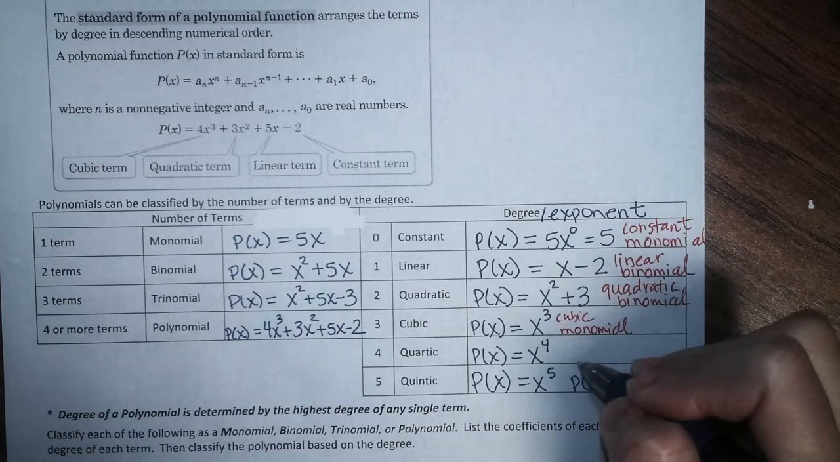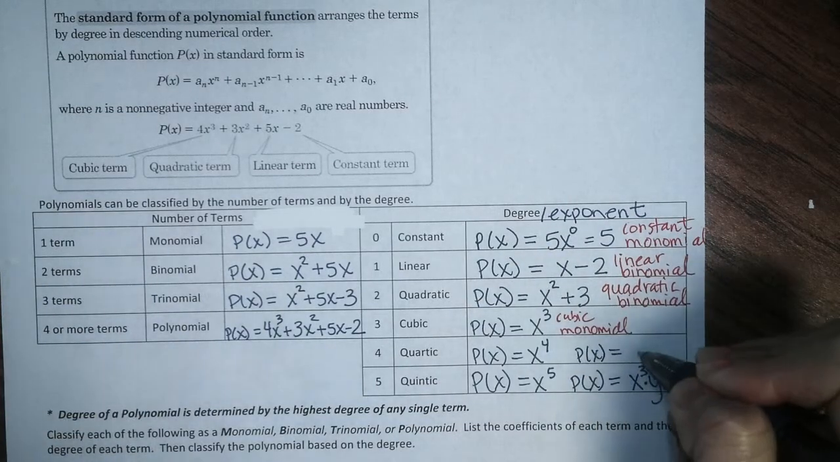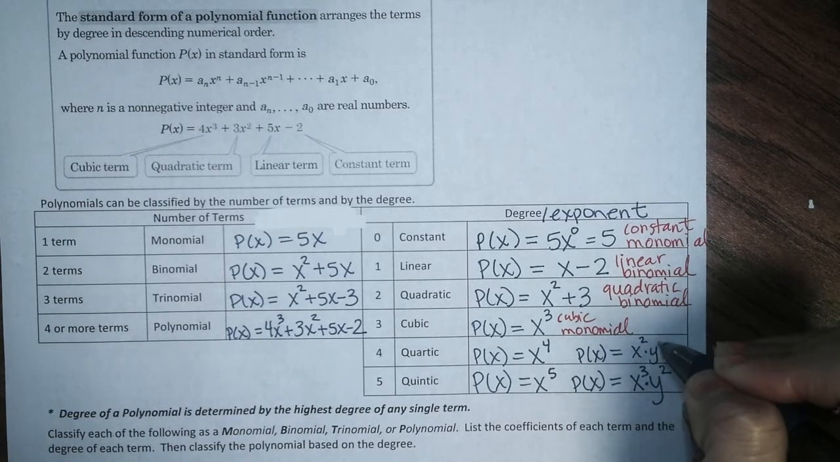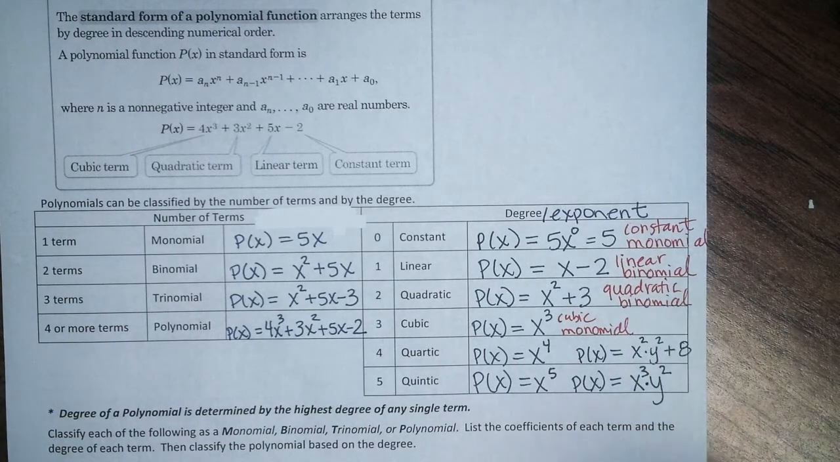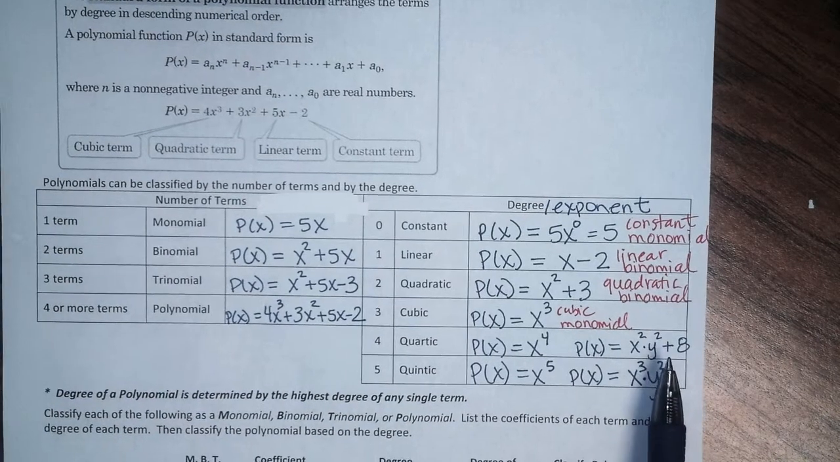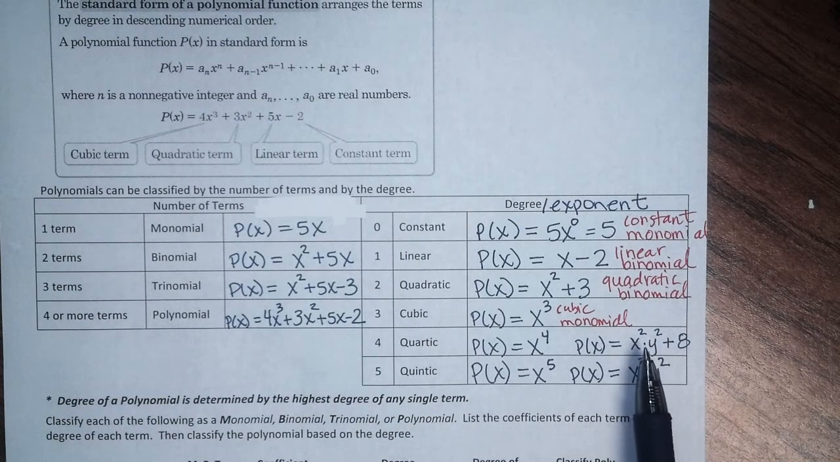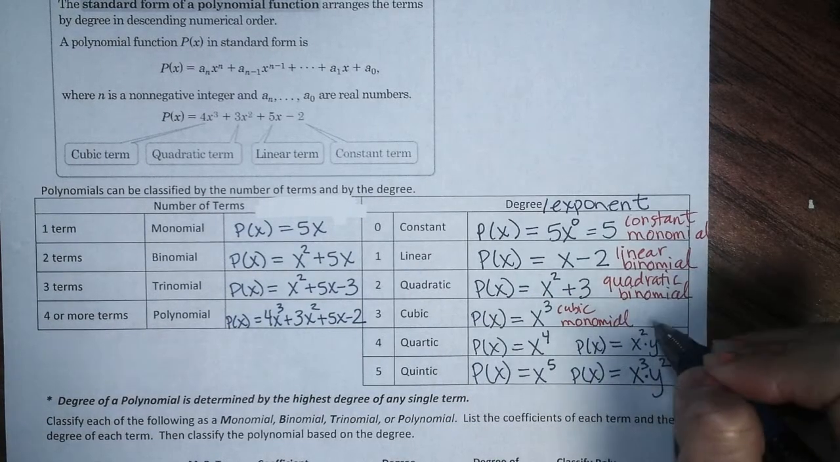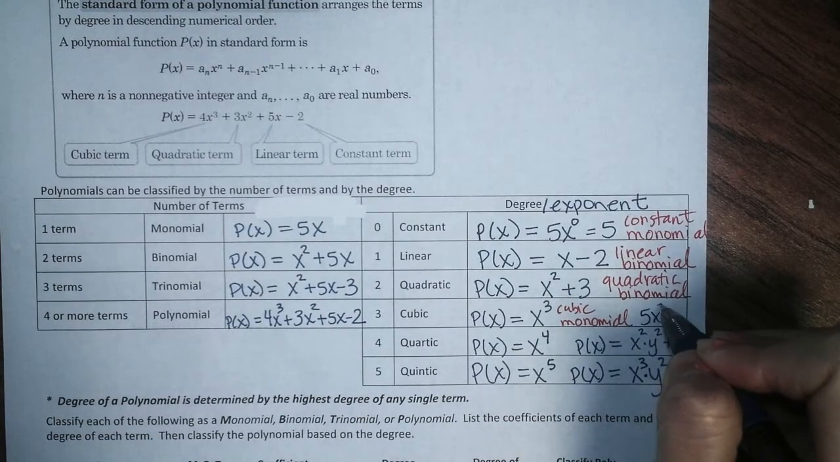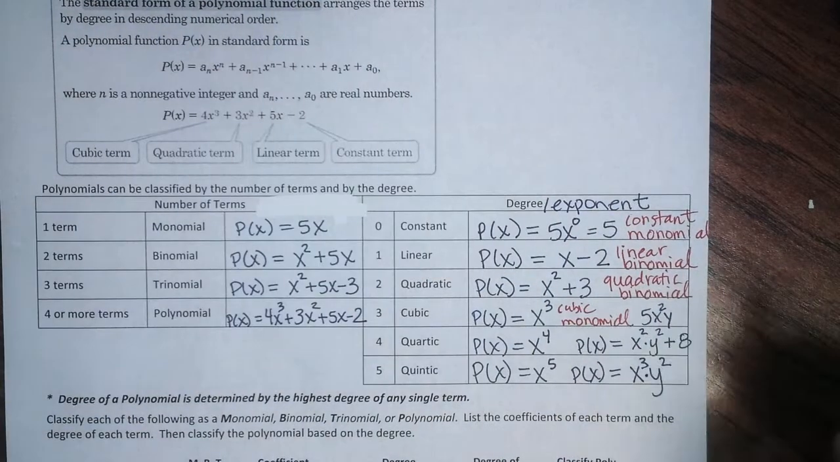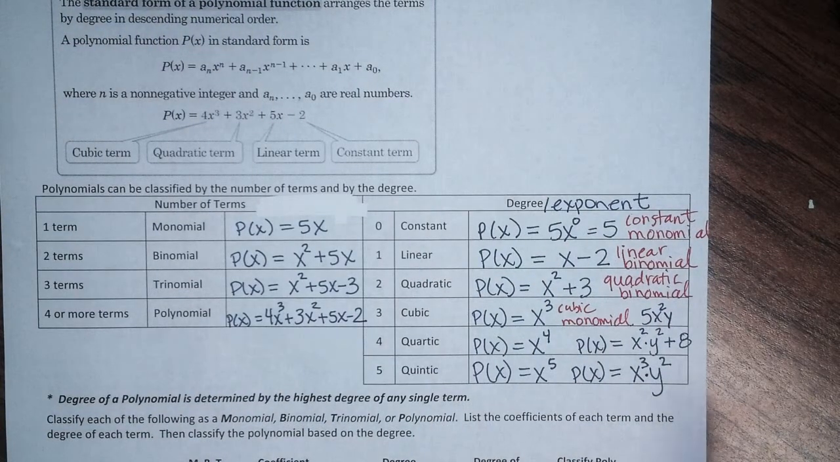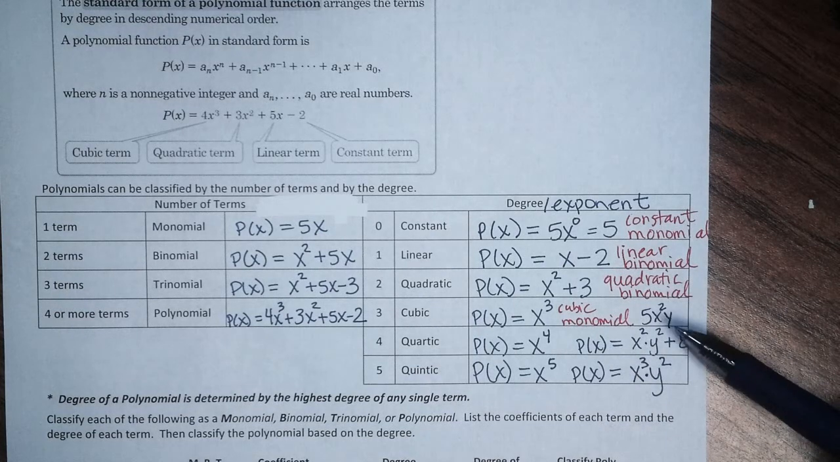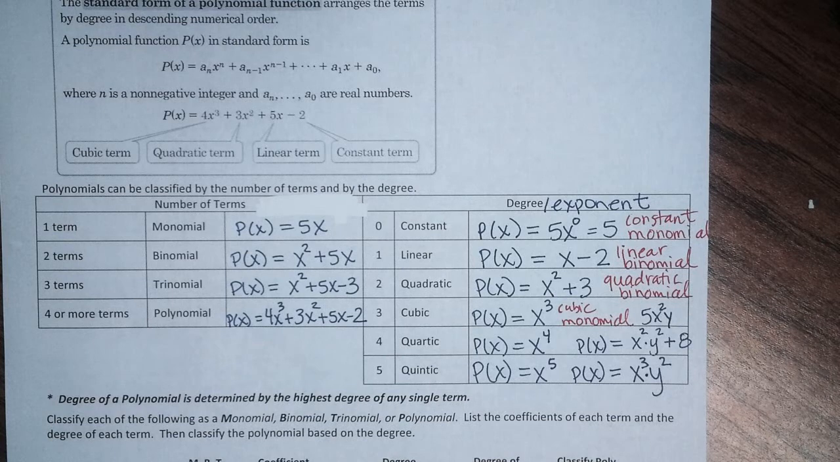Or like a quartic. Let me show you an example of a quartic. We could have x squared times y squared plus 8. That's an example of a quartic binomial because x squared times y squared becomes the quartic, and then the plus 8 just makes it a binomial. And then like the one Nishay mentioned earlier, I think he had 5x squared y. Okay, so 5x squared y, that's an example of a cubic monomial because the x squared times the y to the first becomes a cubic, and then it's just one term, so monomial.